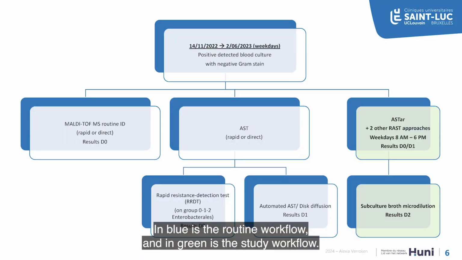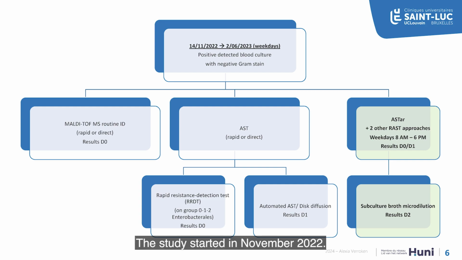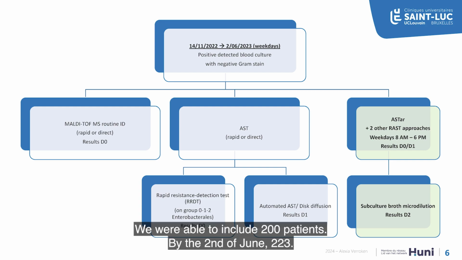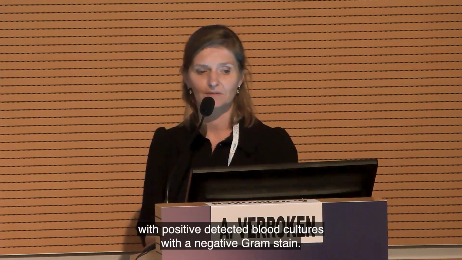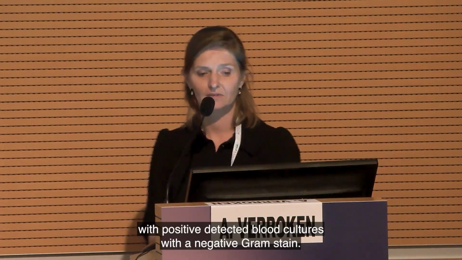So this is the workflow, the way we manage our positive blood cultures. In blue, you have the routine workflow, and in green, you have the study workflow. The study started in November 2022, and we were able to include 200 patients by the 2nd of June 2023. So we included all adult patients with positive detected blood cultures with a negative gram stain.